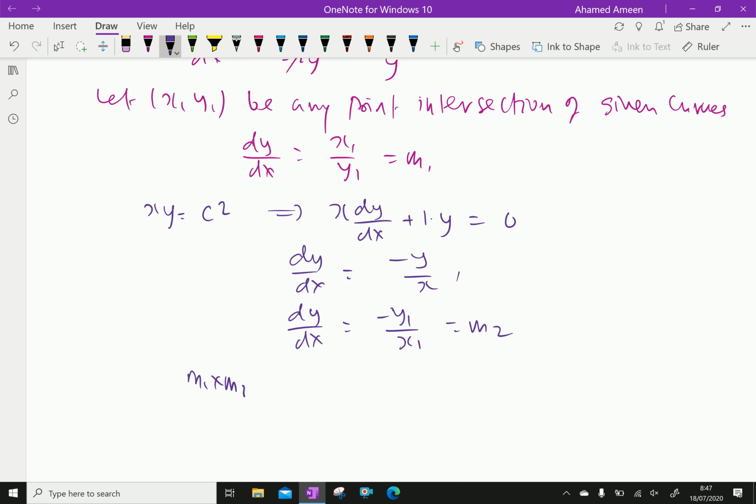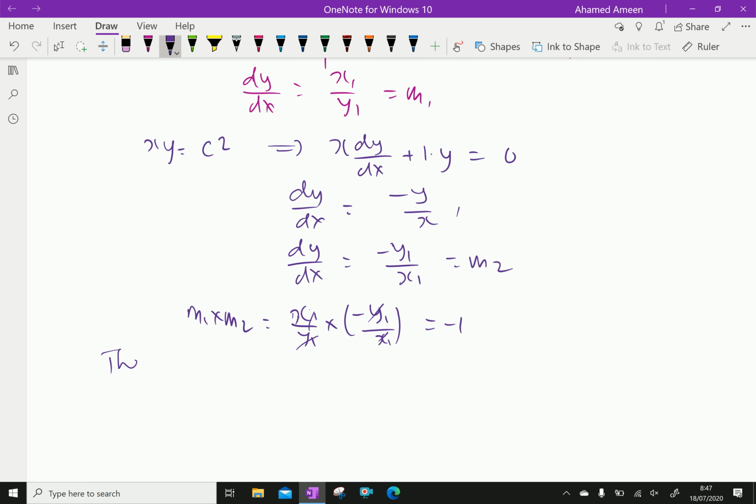Now, let us find the product of m1 and m2. m1 we have x1 over y1, and m2 is minus y1 over x1. Both cancel, and it becomes minus 1. So the product of the slopes is minus 1. Therefore, the given two curves cut orthogonally.